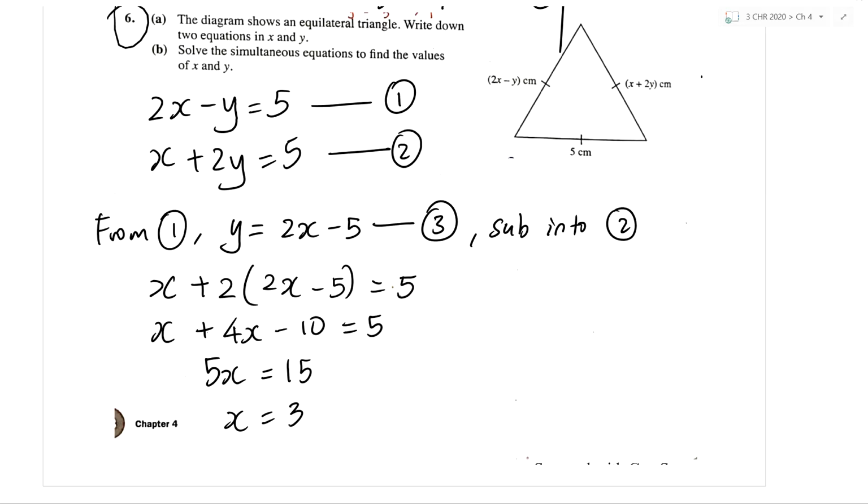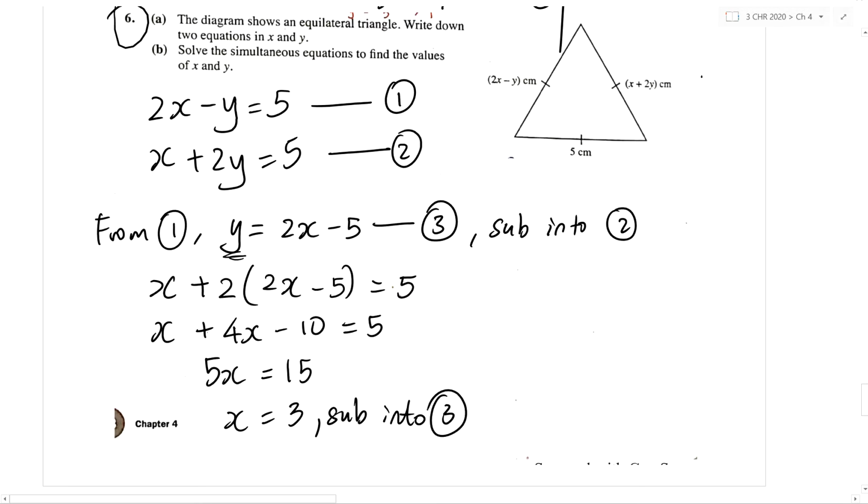Sub into which equation? You have 3 choices again, 1, 2 or 3. Which one is easier? Got the answer ready? Whenever you are doing substitution, you should be substituting it back into equation number 3. Because that's how your substitution works. You made y the subject here already. Now you are trying to find y. Might as well substitute into equation number 3. Sub into equation number 3.